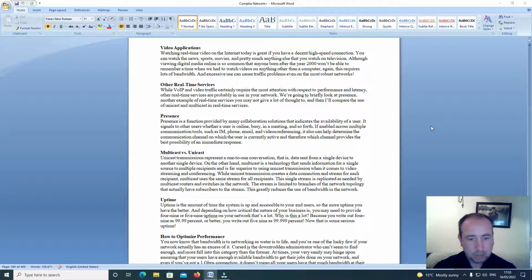Uptime. Uptime is the amount of time the system is up and accessible to your end users. So the more uptime you have, the better, and depending on how critical the nature of your business is, you may need to provide four nines and five nines uptime to your network. That's a lot. Why is this a lot? Because you write out four nines as 99.99% or better. You write out five nines as 99.999%. Now that is some serious uptime.